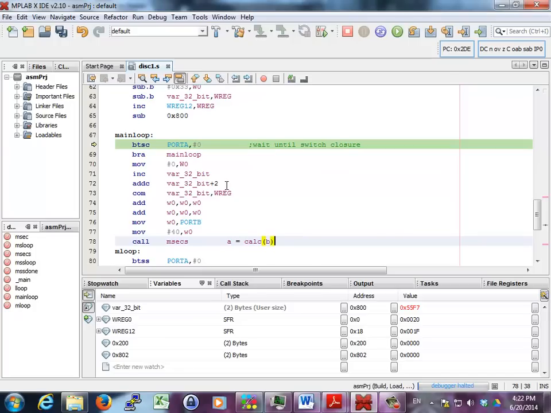And then when you write a statement like this in C, A equals calc(B), then the C compiler that Microchip developed is going to use its standards. It's going to probably put B in W0. Maybe the return value happens to be on a stack, or maybe it's put back in W0.